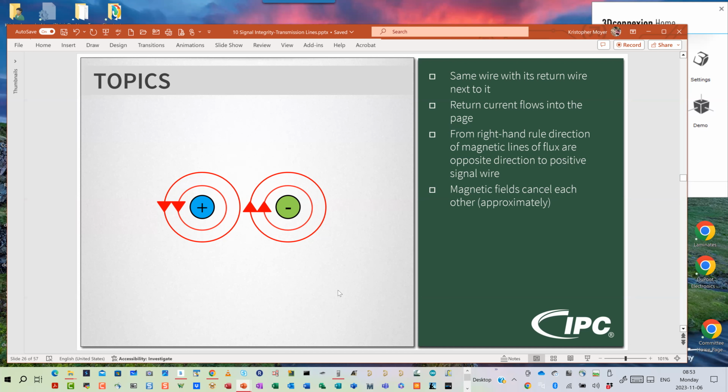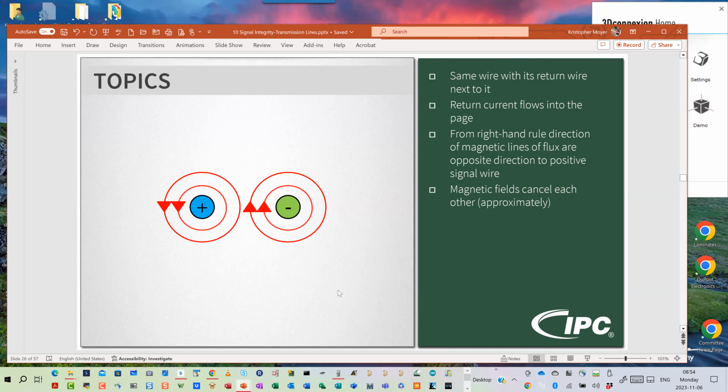From the right-hand rule, the direction of the magnetic lines of flux are opposite to the direction of the positive wire, and therefore the two magnetic fields will effectively or approximately cancel each other out. I have a positive field next to a negative field, and they will meet and cancel each other out. Now, if I have two positive fields, they will tend to repel each other and push away from each other.